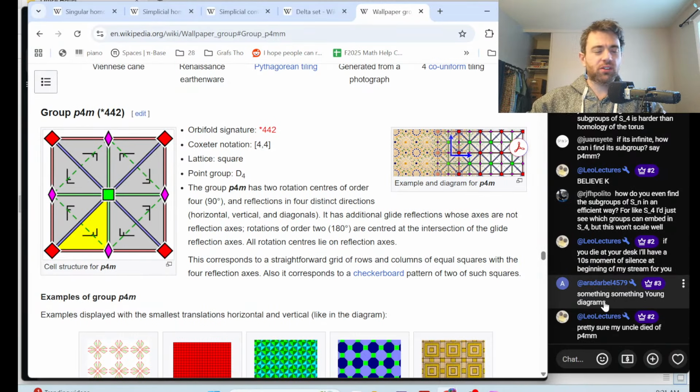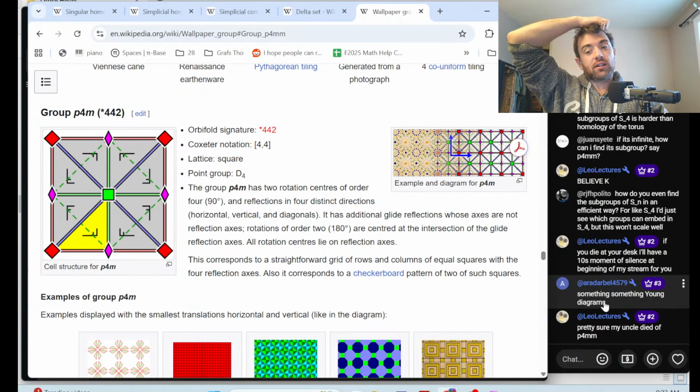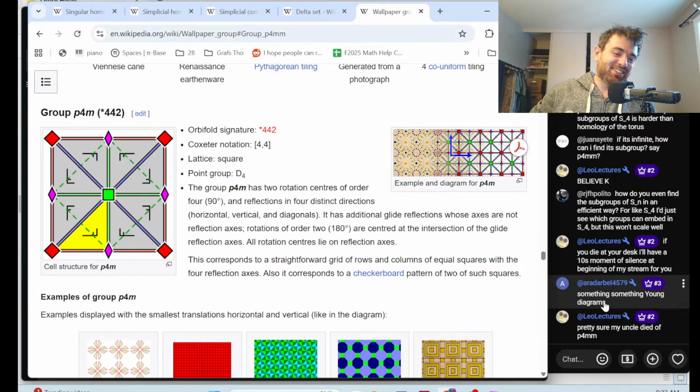Something Young diagrams. Can the Young diagrams help us with the subgroup structure? Hmm. How would we go about it? Actually, that's an interesting question. I mean, start with pretty sure your uncle died of P4MM. Yeah, Young diagram. I would start with the cyclic groups first, because that's easy.